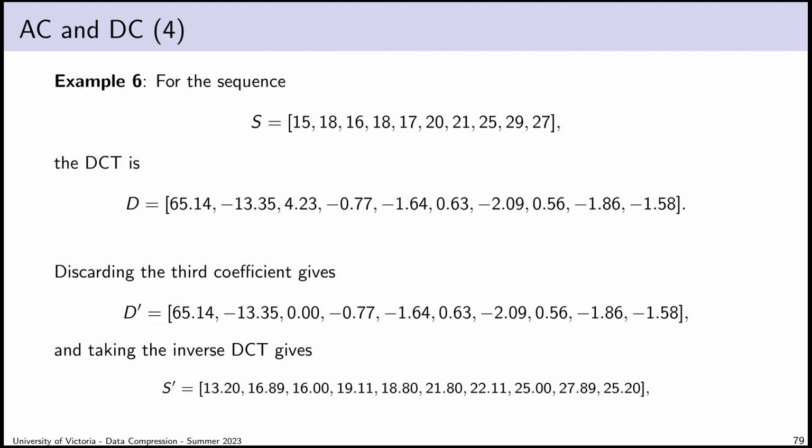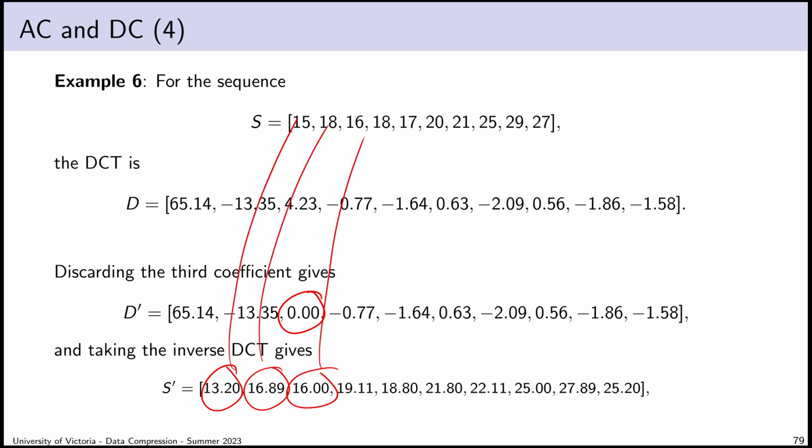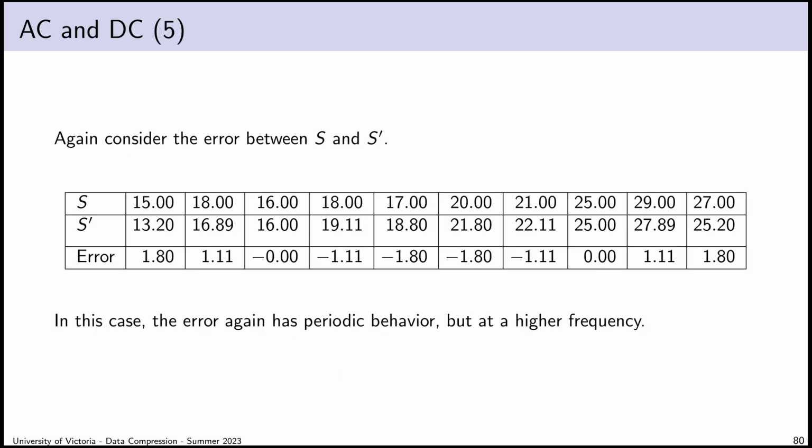And let's try deleting a later coefficient. Instead of deleting the second coefficient, we'll delete the third coefficient. At least qualitatively, subjectively, it looks like there's a bit less error in my result. That shouldn't surprise me too much. But let's look at the error behavior. In general, because higher coefficients correspond to higher frequency waves, deleting that third coefficient affects a higher frequency contribution to my original signal. And so it shouldn't surprise me that the periodic behavior of the error is a little bit higher frequency.